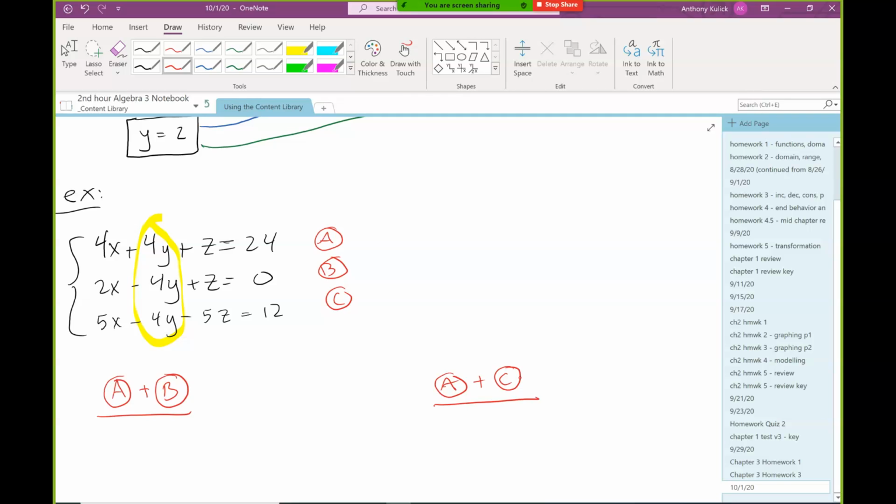Okay. I'm not going to recopy equations A and B and then equations A and C here to do the addition because they're just sitting right there. I'm just going to write down the answer. So 4x plus 2x gives me 6x. 4y plus negative 4y gives me 0. 1z plus 1z gives me 2z. And 0 plus 24 gives me 24.